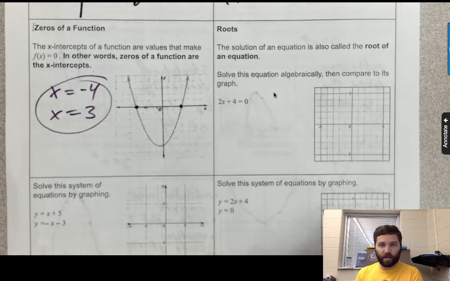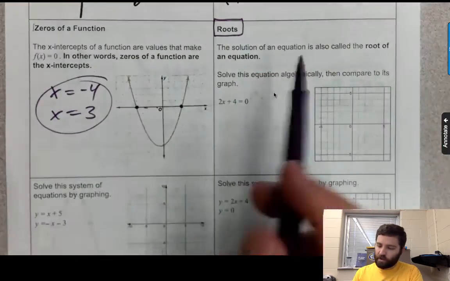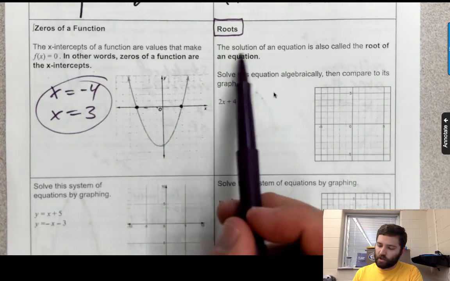Okay, let's talk about roots now. Roots is a new vocabulary term, I believe. Roots, these are the solution to an equation.